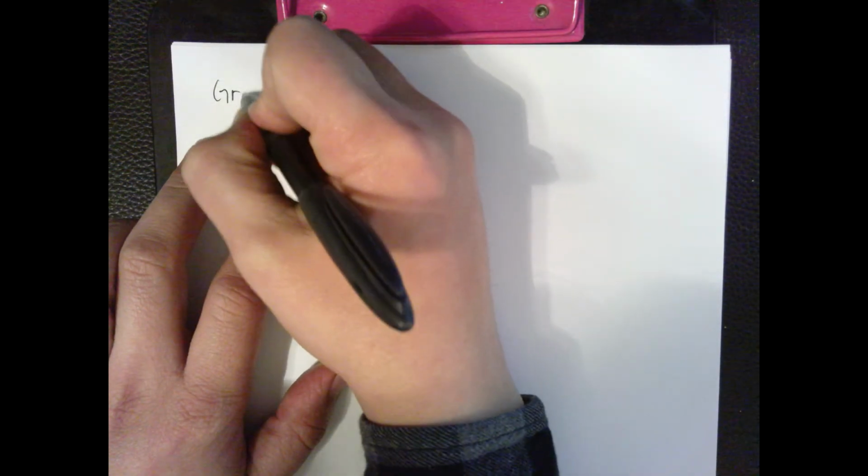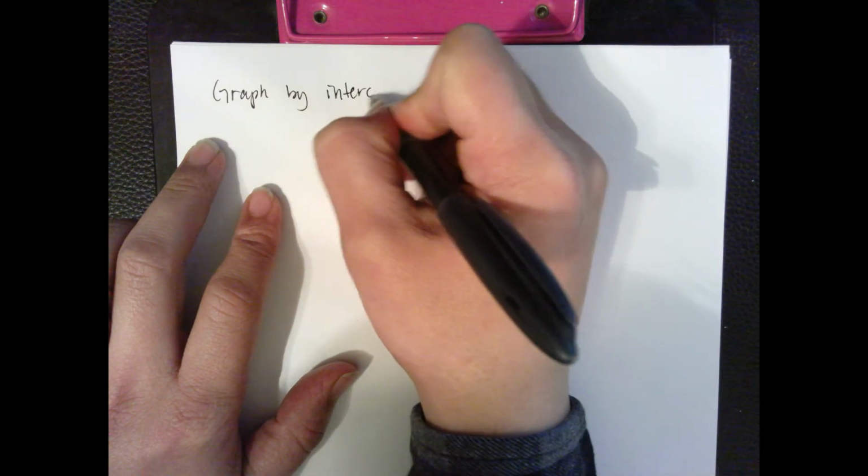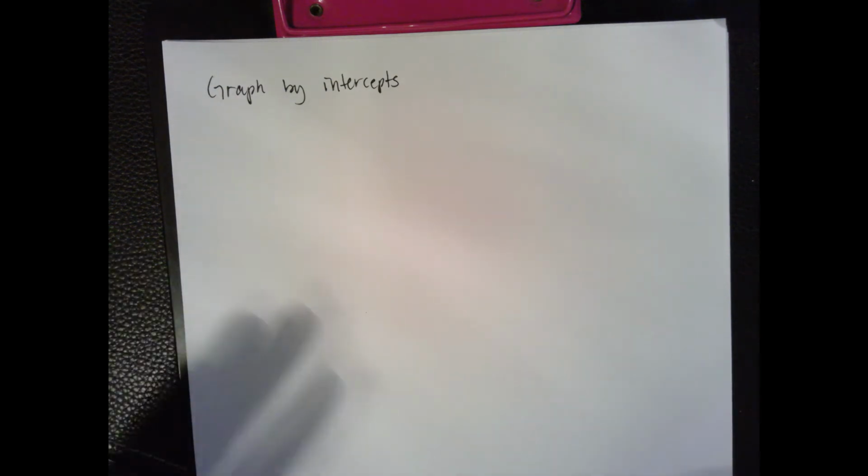We talked about intercepts previously. If I want to graph by intercepts, all I have to do is find my intercepts. Remember, my intercepts are where my graph is crossing the x and the y axes. It could happen on both of them. It could only happen on one of them. It depends on the equation or the function that we're looking at.